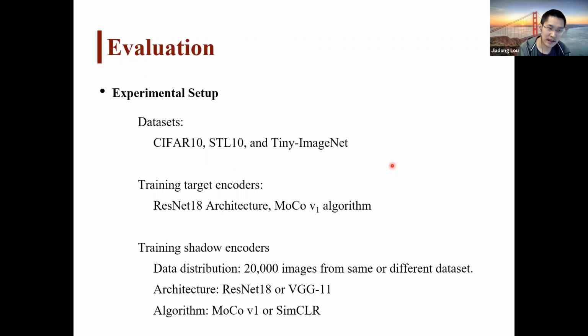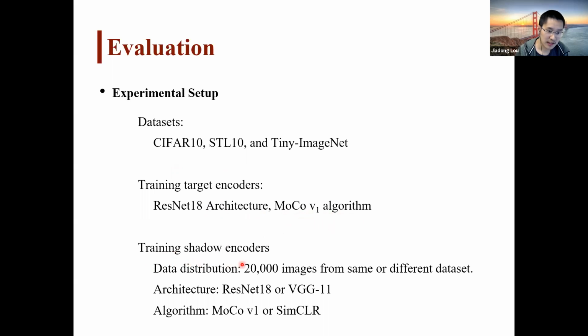Then, at last, they do the evaluations. For the experimental setup, they use three datasets: CIFAR10, STL10, and Tiny ImageNet. They are all image datasets. They train the target encoder, the encoder they want to attack, using the ResNet architecture and the MoCo algorithm. It is a state-of-the-art and popular contrastive learning method.